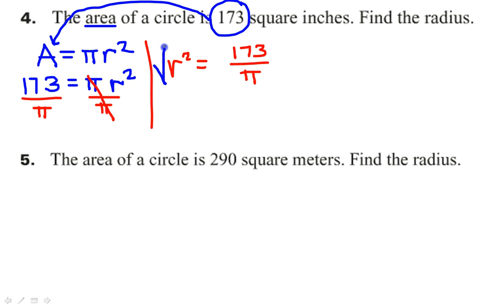Okay, now we take the square root of both sides. Normally we would do plus or minus right now. When you take the square root of both sides, usually we have plus or minus. But you can't have a negative radius, so we're just going to stick with positive.